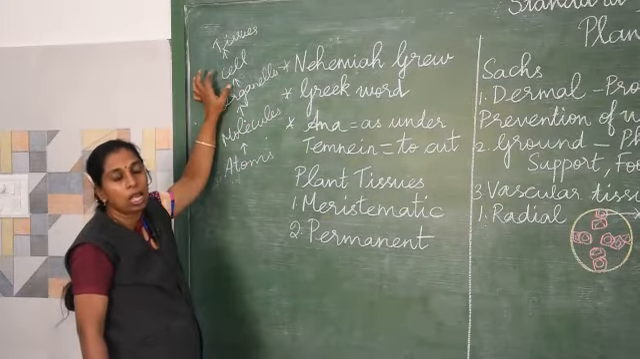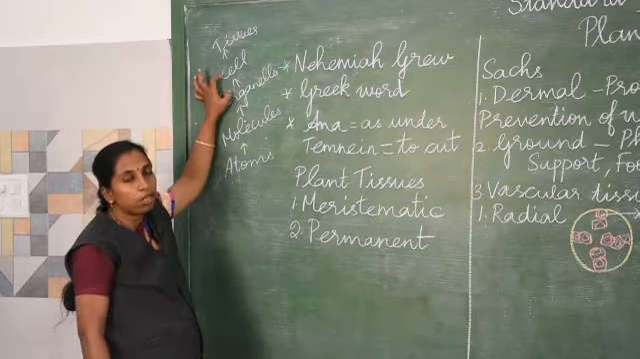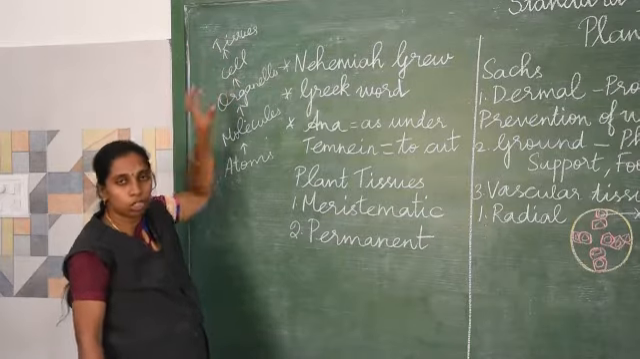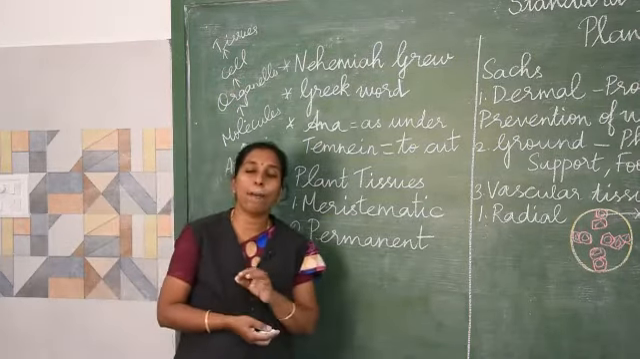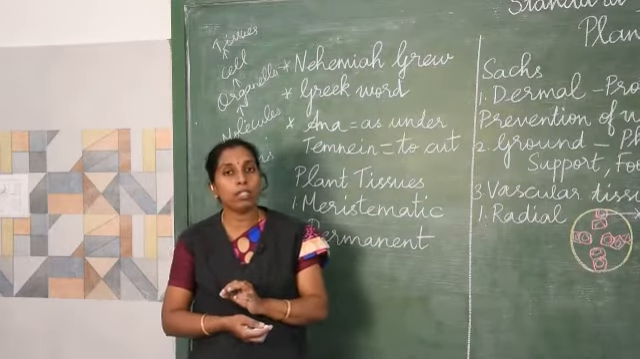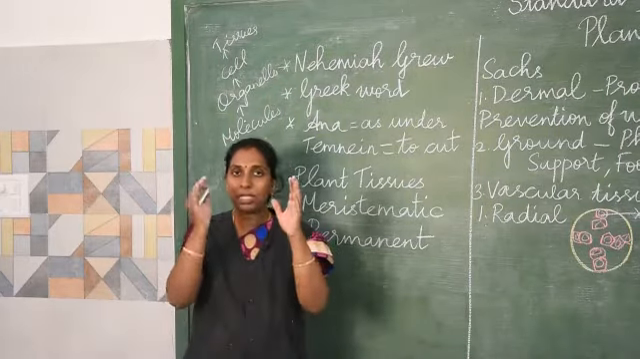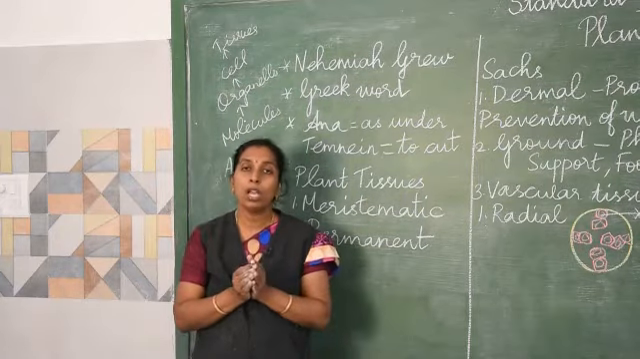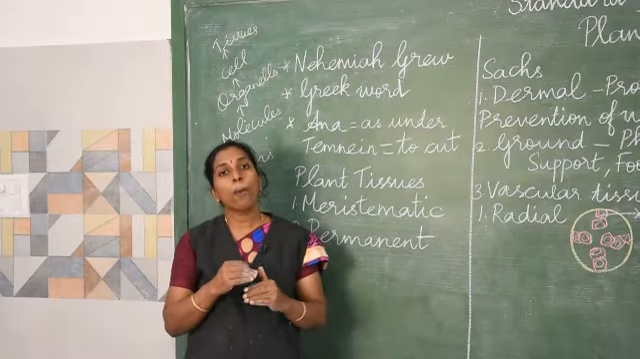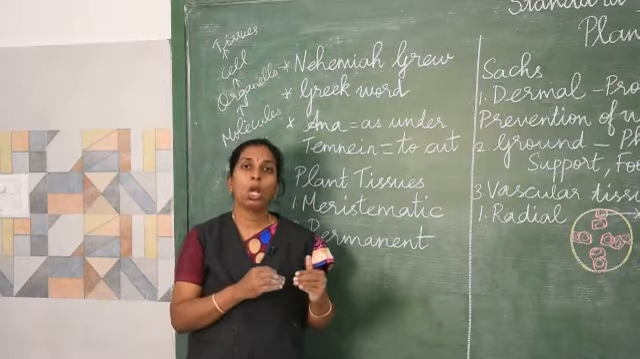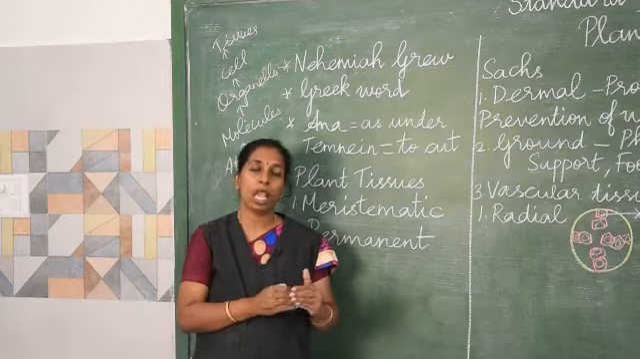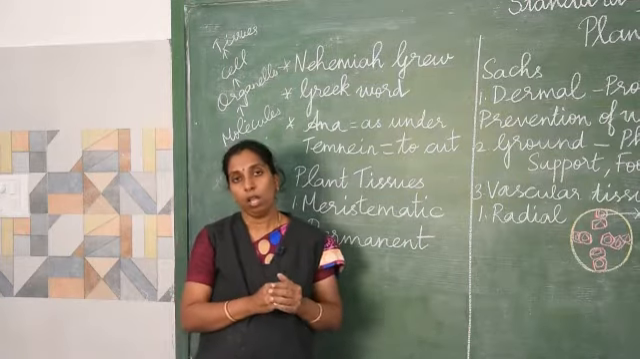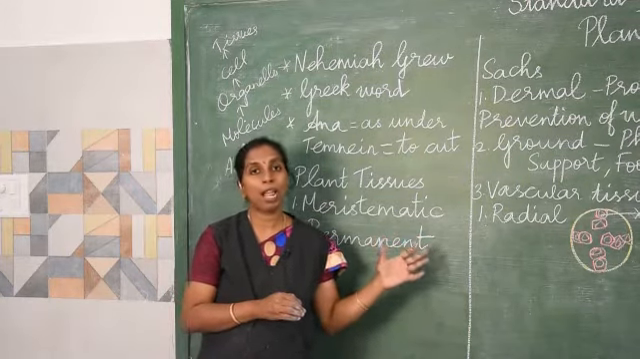What is the cell? The cell is the structural and functional unit of all living organisms. And a group of cells forms tissues, a group of tissues forms organs, and a group of organs forms an organism. So, if you consider an organism, whether it is a plant or animal organism, first is the cell. Now here we are going to learn about plant tissues.